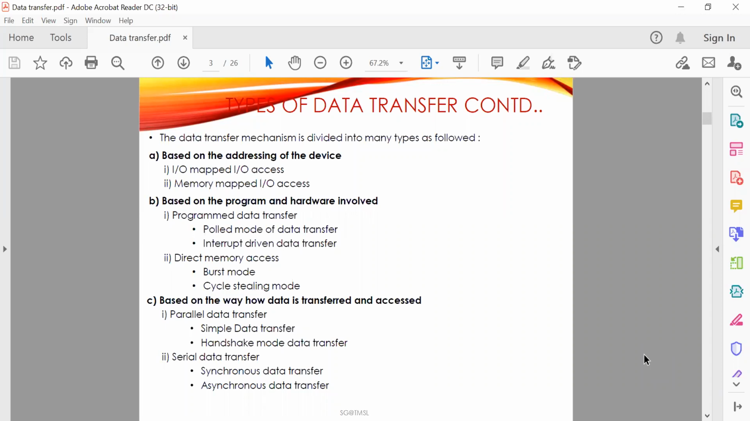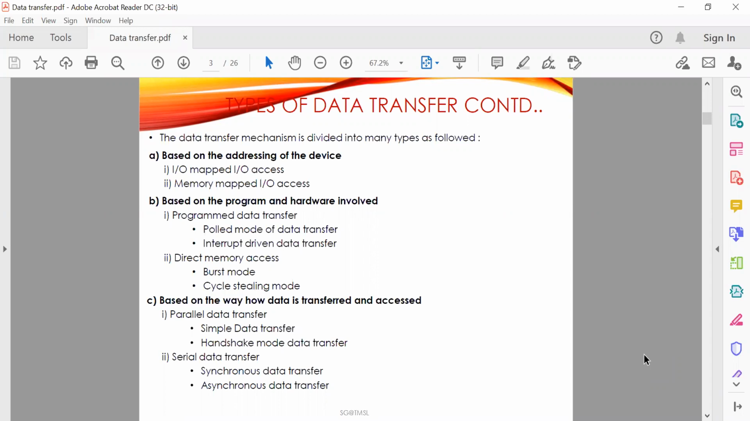Okay, so here the program is written in such a way that the processor waits in a loop until the output device is ready to receive the data. And clearly, in waiting for the device to be ready, processor time is wasted in this mode of data transfer. Okay, next, which is the interrupt driven data transfer.